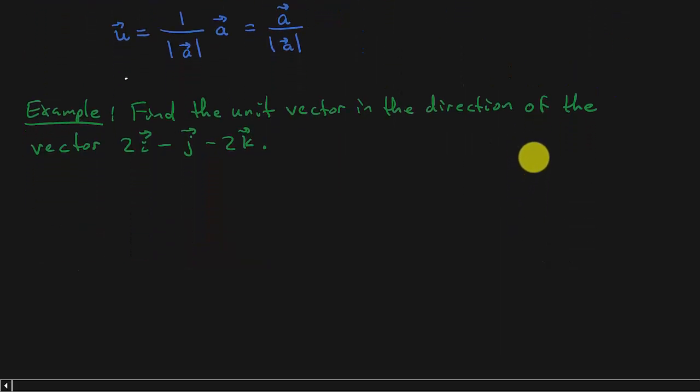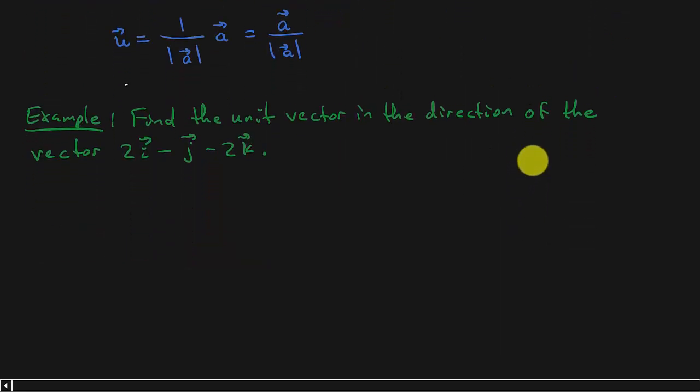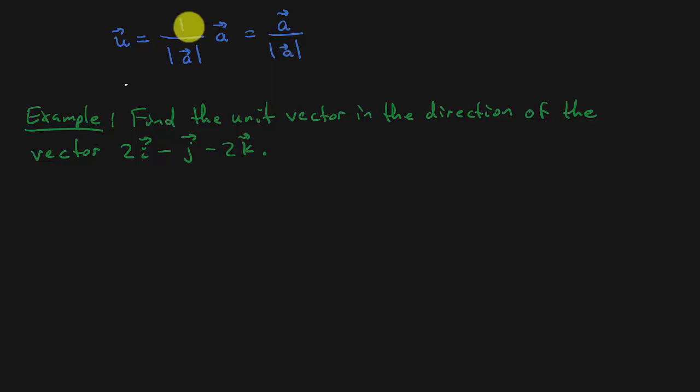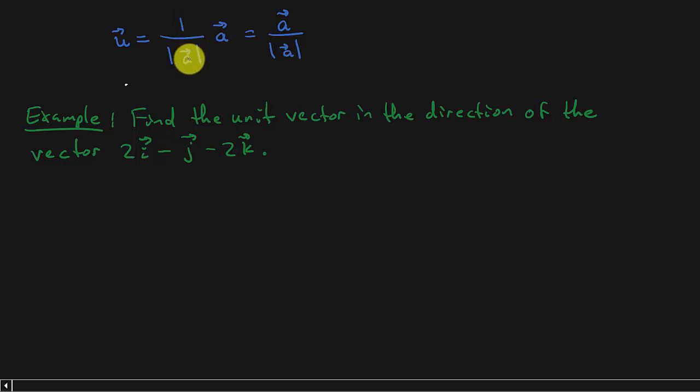So let's work this problem. It says find the unit vector in the direction of the vector this. All right. So what do we need? Well, we need 1 over the magnitude, right? 1 over the length times this vector here. That's what we need. So first thing we need to do is find the magnitude of this vector.